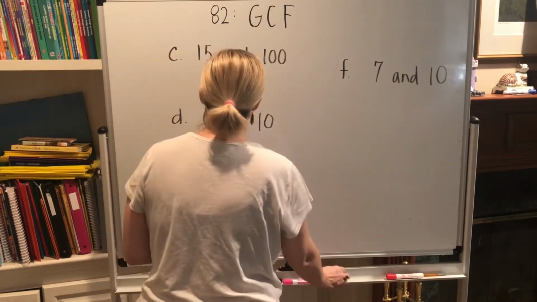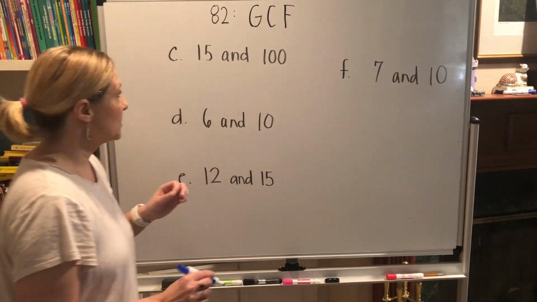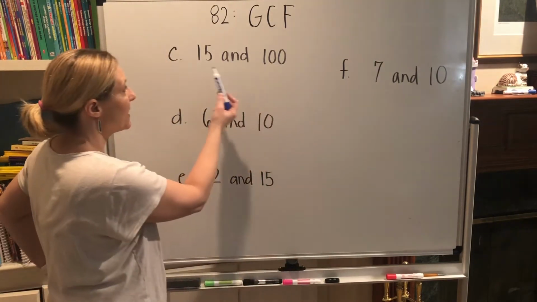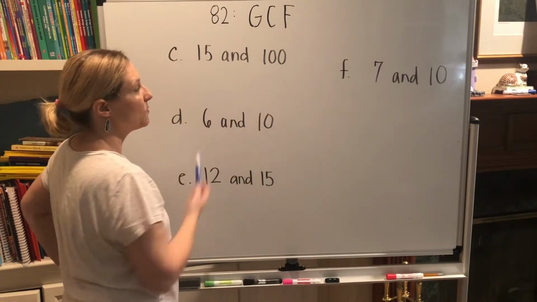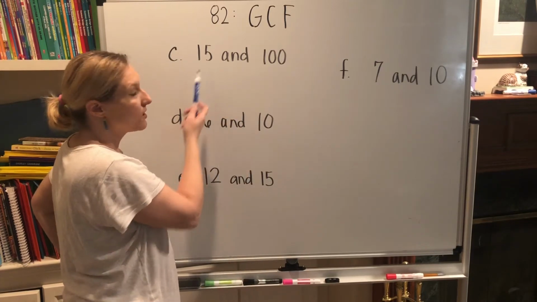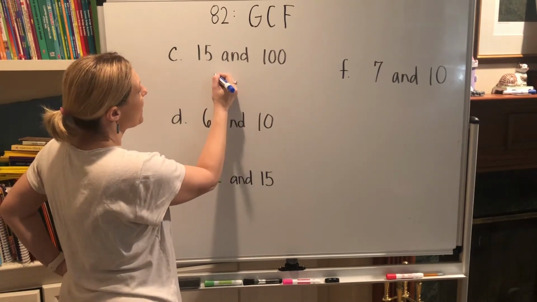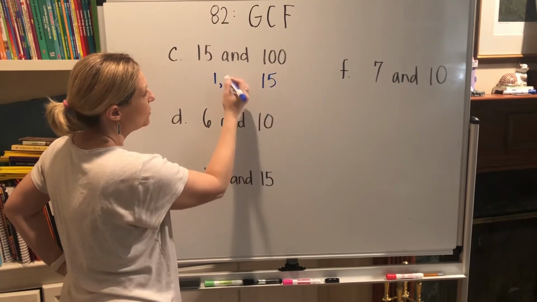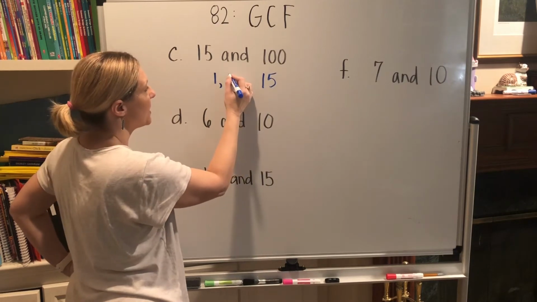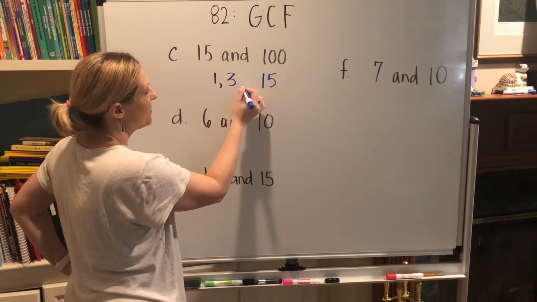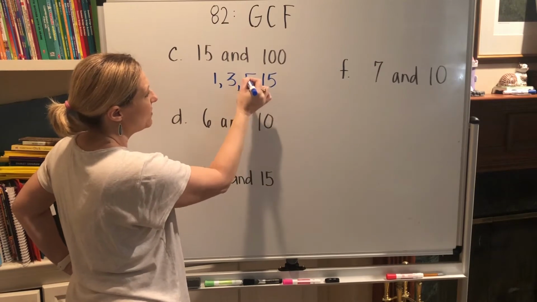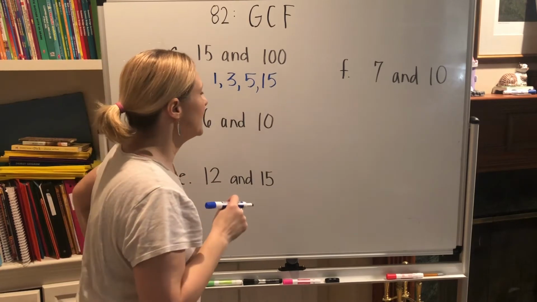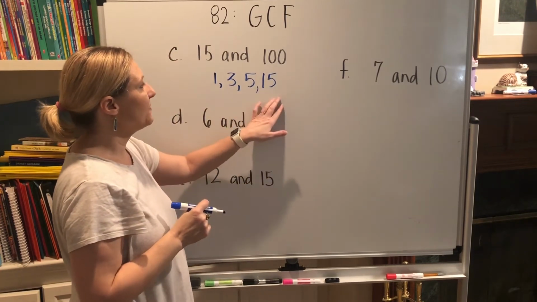Okay, we're back. I hope you finished your lesson practice. Now let's go over the answers. They want to know the GCF between 15 and 100. So I am going to factor my lowest number. The factors of 15 are 1 times 15. 2 is even, it won't go into an odd number evenly, so I'll go to 3 and 5. The only number in between 3 and 5 is 4, and 4 does not go into 15 evenly at all. So I have 1, 3, 5, and 15.